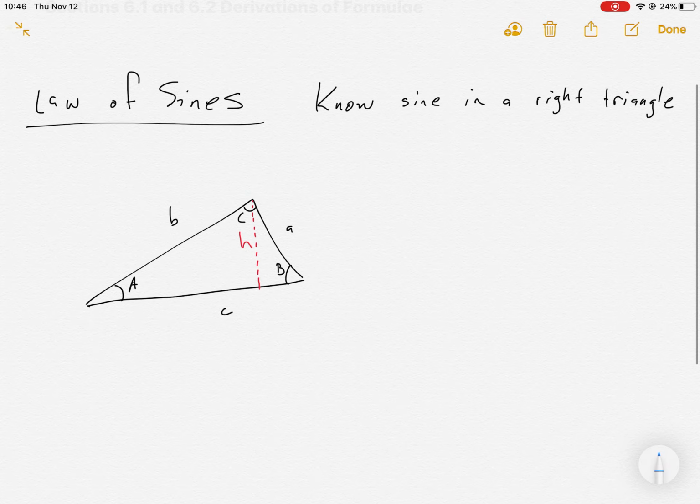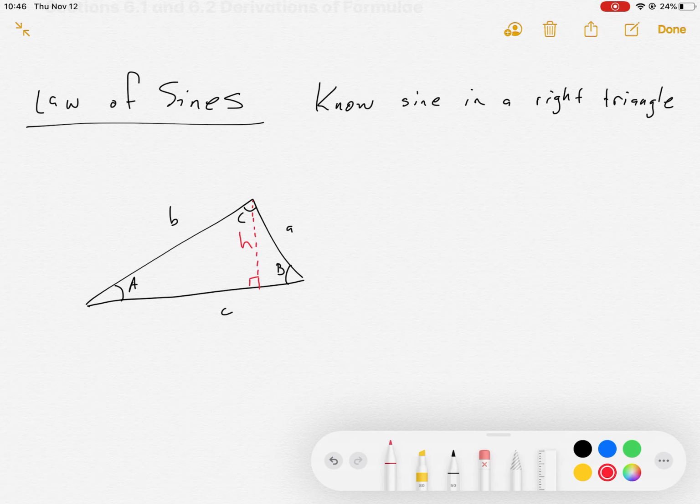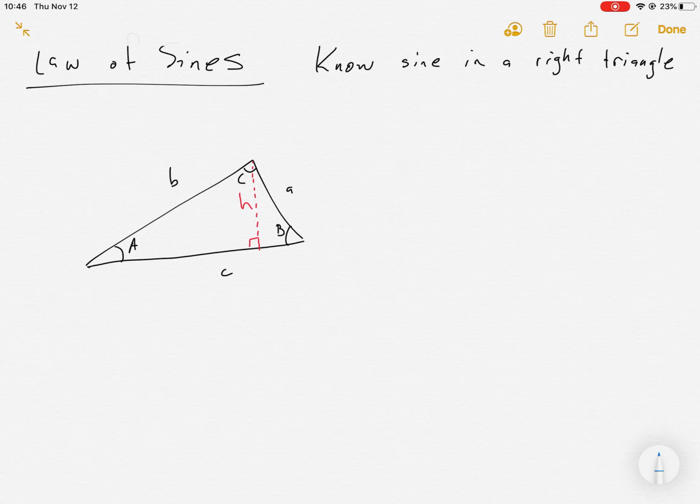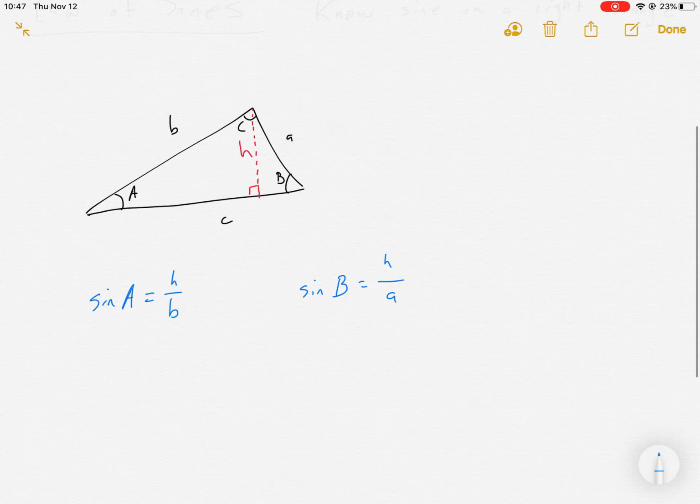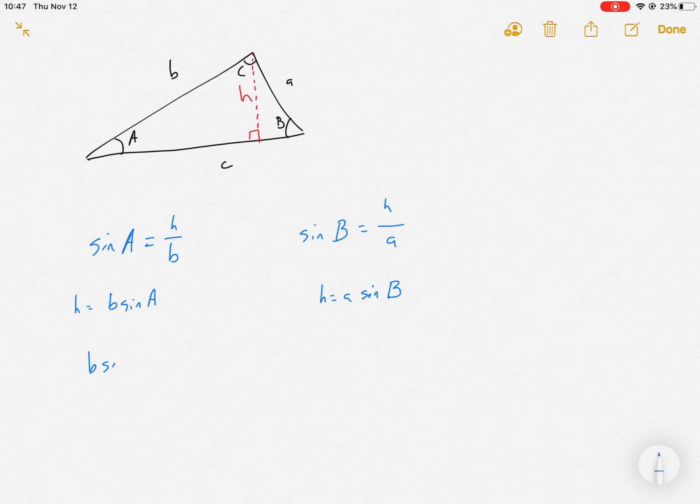And now what I know is that this here forms a right angle, so I can use sine and cosine, my knowledge from right triangles, to do this. So let's start off with sine of A. That's going to give me h over b. And I'm also going to do sine of B in this case, which is going to be h over a. In each of these formulae, I'm going to rewrite it and solve for h. Now, since h has to equal h, I could actually just set these equal to each other.